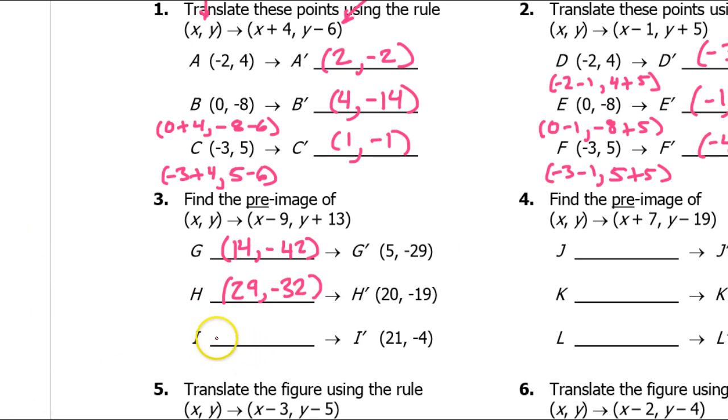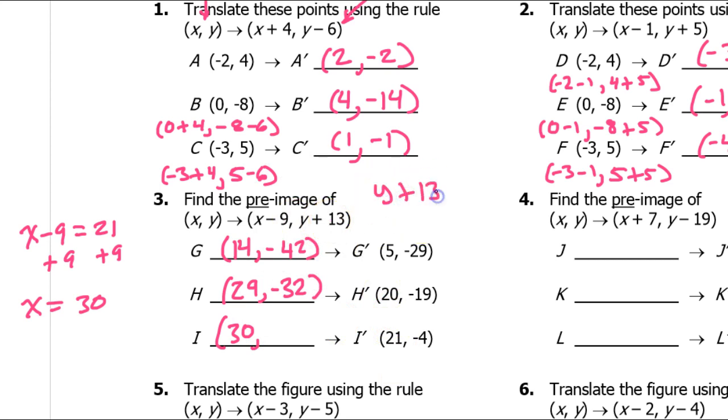Okay, and once again for point I, the x minus 9 must equal the 21. So adding 9 to both sides, that gives me x is equal to 30. So this must be 30. And then the y plus 13 must equal the negative 4. Subtracting 13 from both sides, I'm going to get y is equal to negative 17.